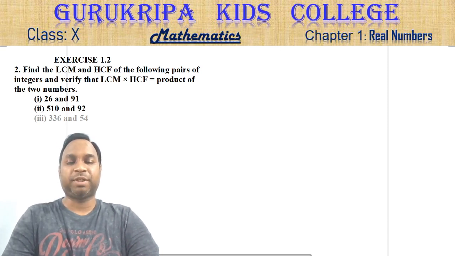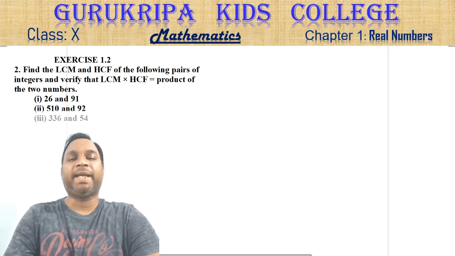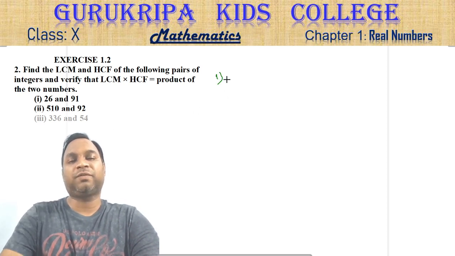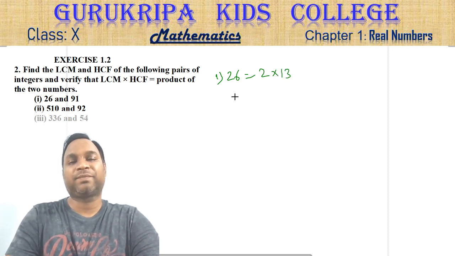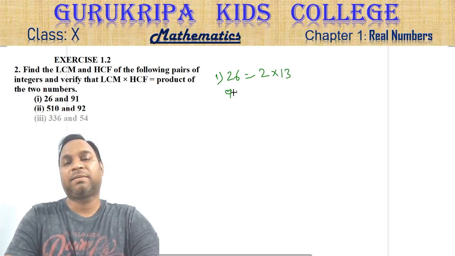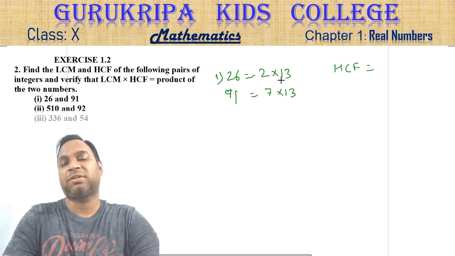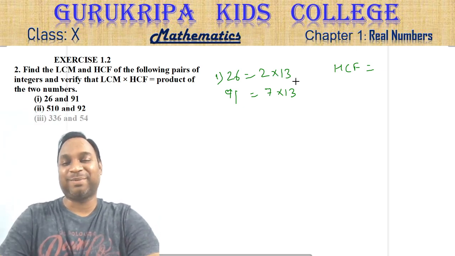So let's talk of question number 2, NCERT Textbook Exercise 1.2 again. Find the LCM and HCF of the following integers and verify that LCM into HCF is product of two numbers. If we talk of question number 1, 26 can be written as 2 into 13. 91 can be written as 7 into 13. So HCF will be common thing. 2 is not common, 7 is not common, 13 is common. This can also happen. Smaller numbers are not common, but the bigger number is common.